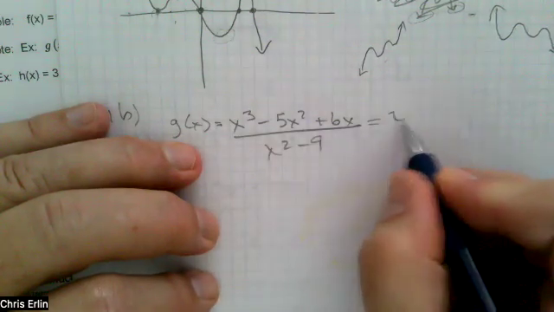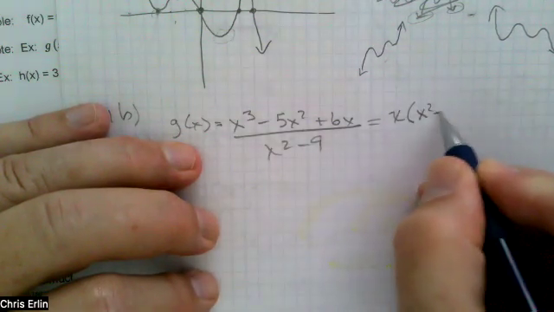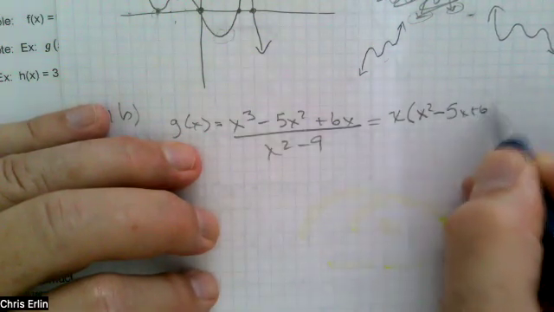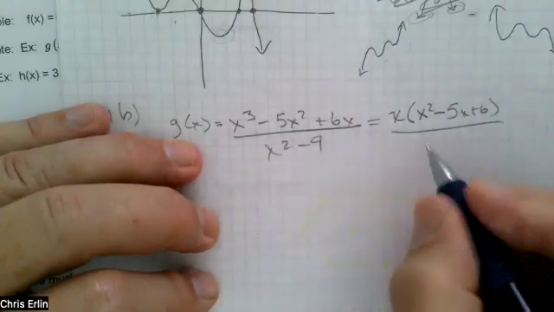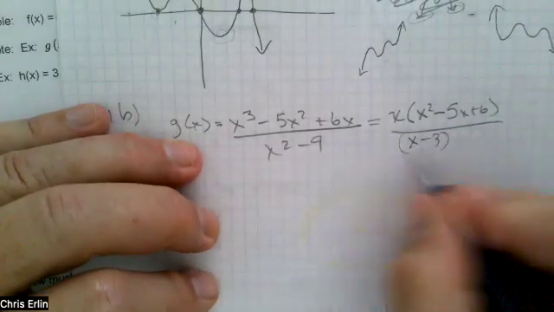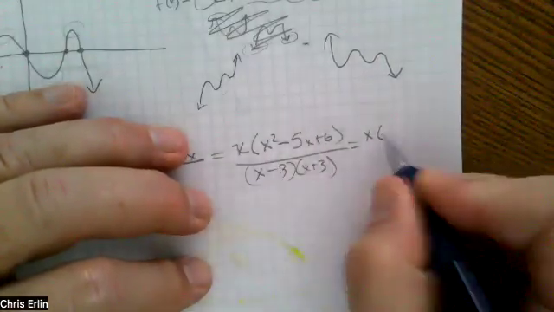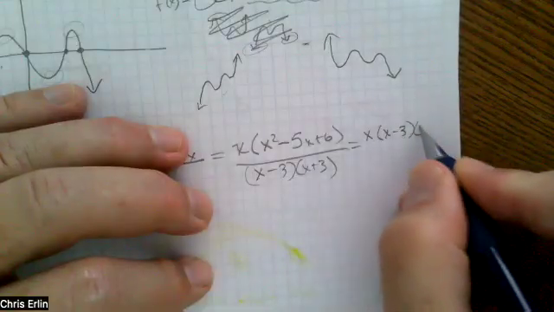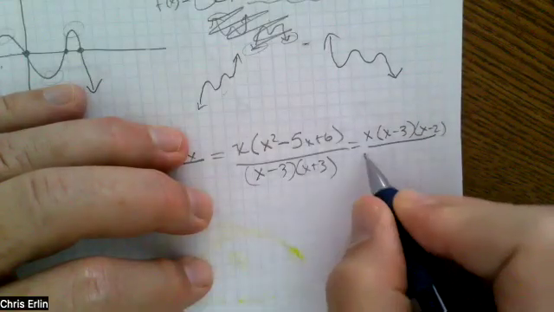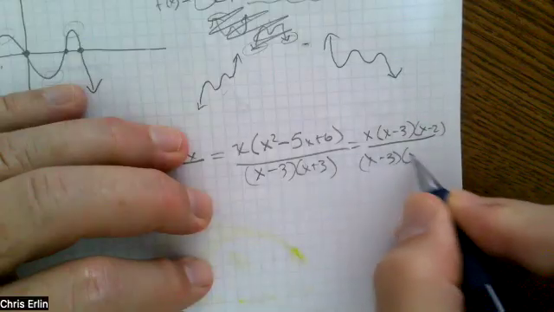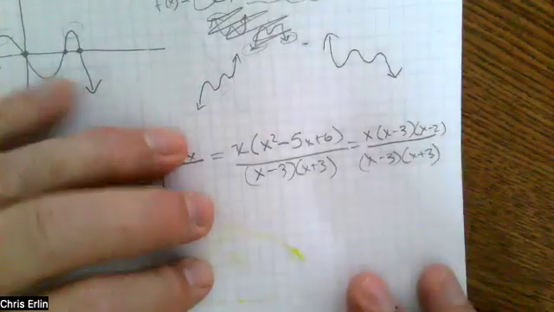So on top, I'm going to factor out an x. I'm going to get x squared minus 5x plus 6. On the bottom, I see a difference of squares, so I'm going to call this x minus 3, x plus 3. And then I'll keep going with this here. I'm going to factor this further. So this is now x, x minus 3, x minus 2 over x minus 3, x plus 3.